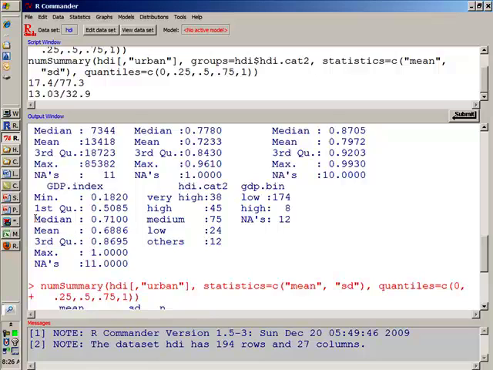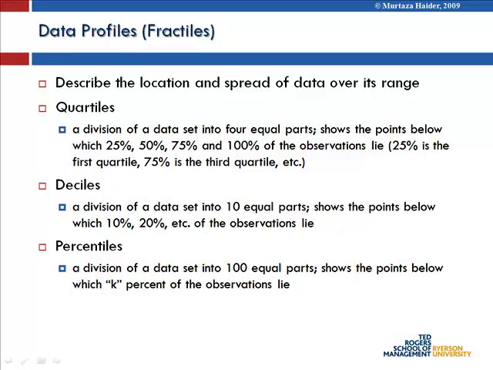So the median is the 50th percent, and the first quartile is the 25%, and the third quartile is the 75% fractile or quartile.